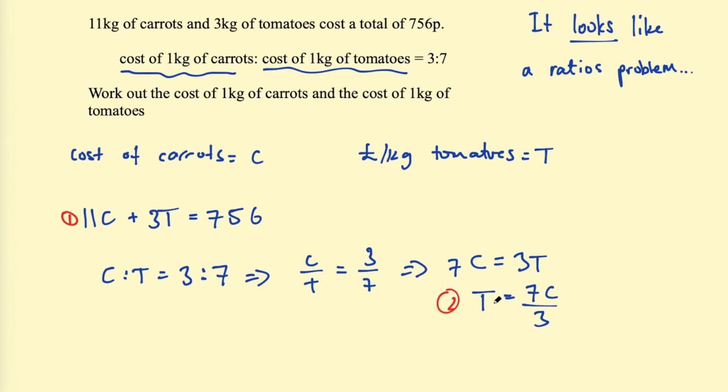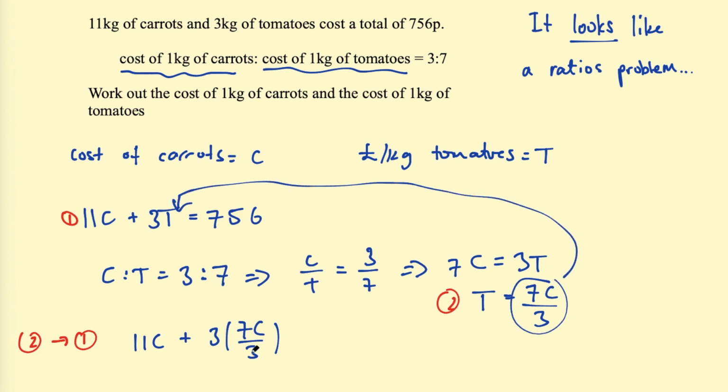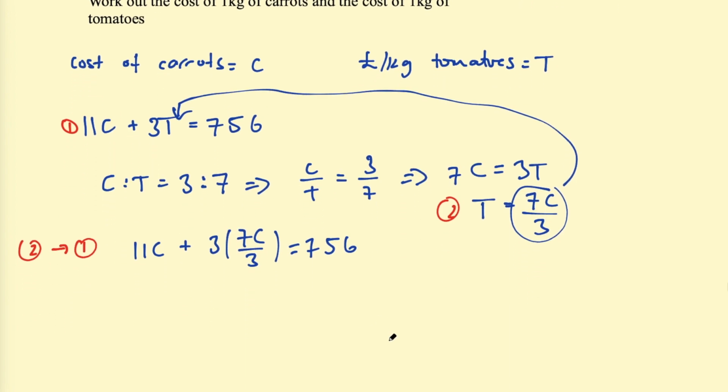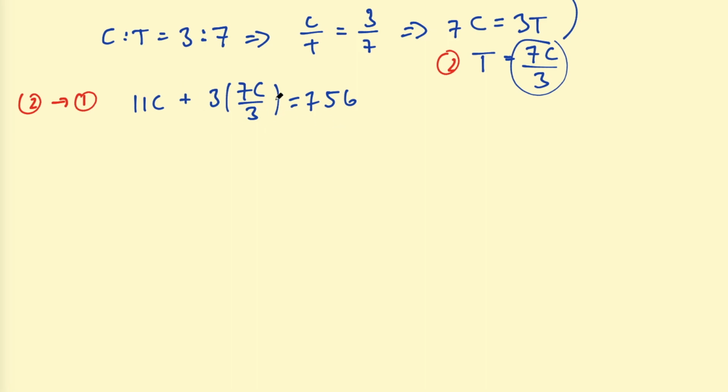Now I can substitute this value for T into the first equation, so 2 into 1, and I'm going to be able to solve for C. So then I get 11C plus 3 times all of this, 7C over 3. Again, I'm taking this whole thing, plugging it in here for T. And this is equal to 756. Okay, this is a non-calculator question, so we're going to have to do a bit of arithmetic here. These 3s cancel out, and then I get 11C plus 7C, which is 18C, equal to 756.